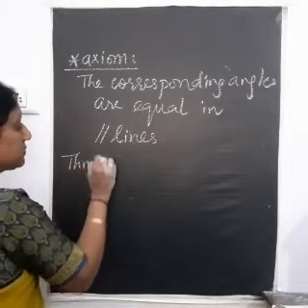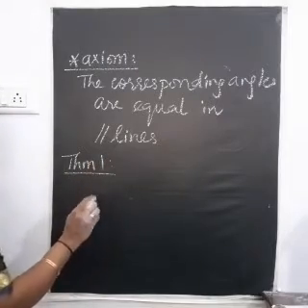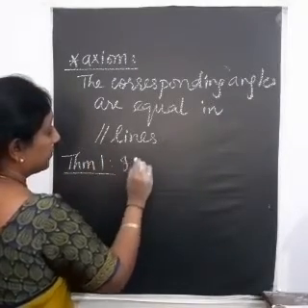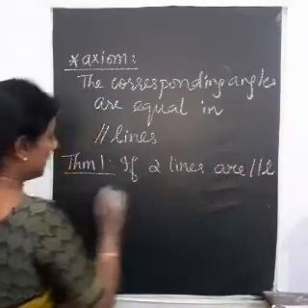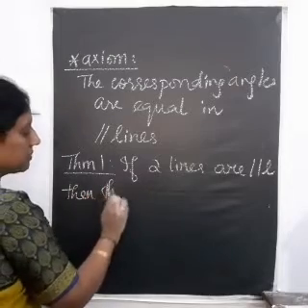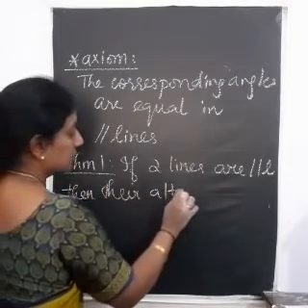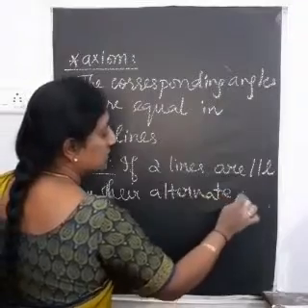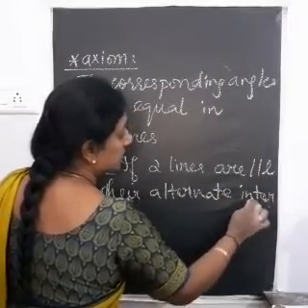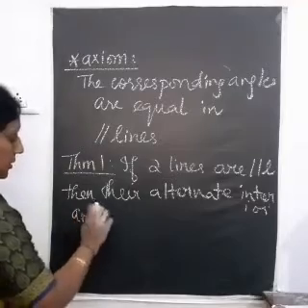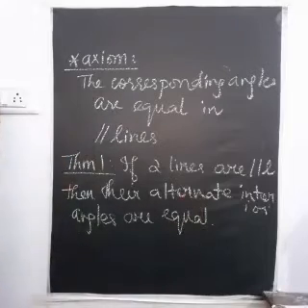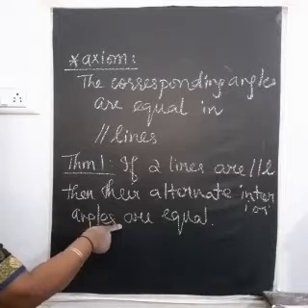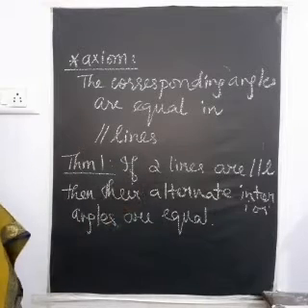Now the theorem 1. What is the theorem? First theorem that we learned. The first theorem is, if two lines are parallel, then their alternate interior angles are equal. Yes. Then the converse of this theorem is, if the alternate interior angles are equal, then the lines are parallel.